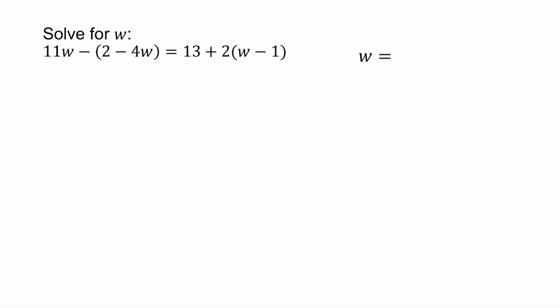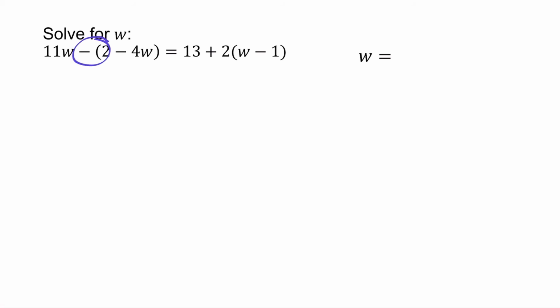So now let's try this problem. 11w minus 2 minus 4w equals 13 plus 2w minus 1. In this problem, we're going to have to distribute. I'm going to work with one side at a time just to make it a little bit easier to see what I'm doing. So here I'm subtracting after a distribution.